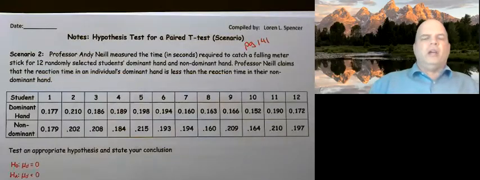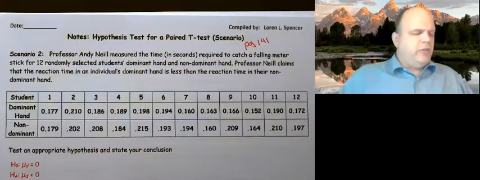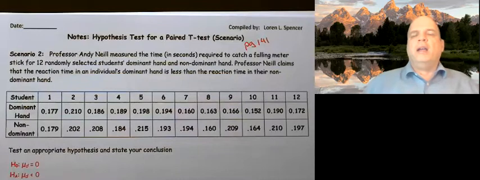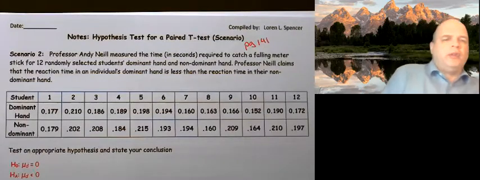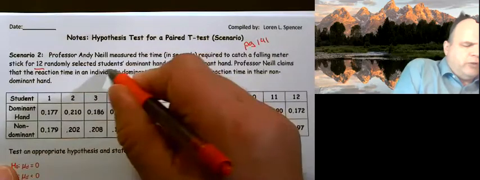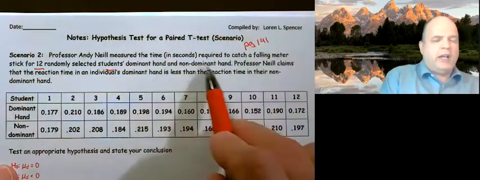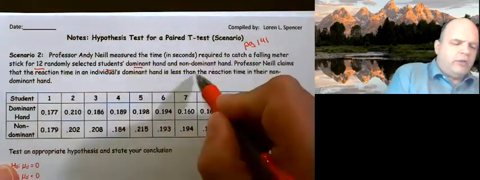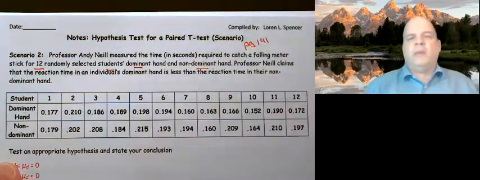Okay, this is a hypothesis test or paired t-test. It's scenario 2. Professor Andy McNeil measured the time in seconds required to, and this is page 141, required to catch a falling meter stick for 12 randomly selected students. There are 12 randomly selected students, dominant hand and non-dominant hand. So in other words, we're tested with the dominant hand first, and then we're tested with the non-dominant hand.